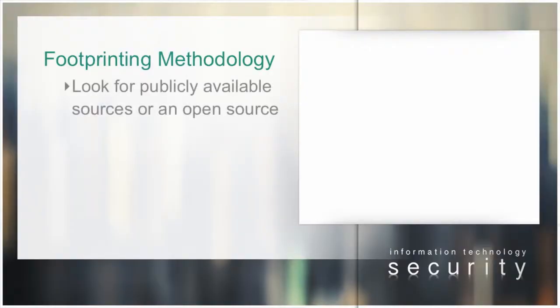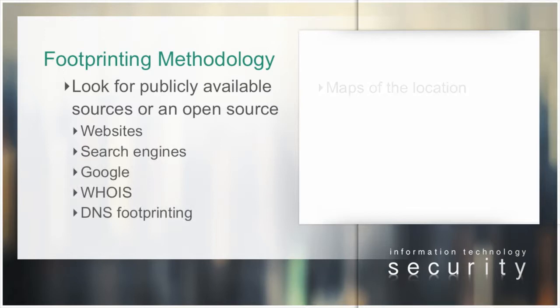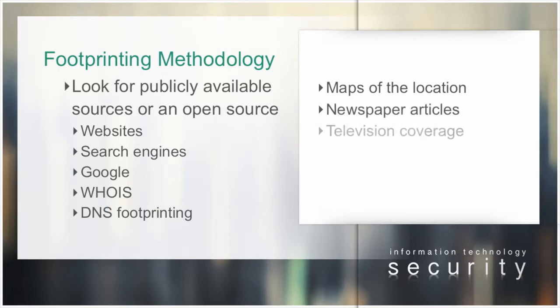Well, first you'll look for publicly available sources, or what we call open source. You can get quite a lot of information about the organization, its culture, hierarchy, and people this way. You can use websites, search engines, Google, Whois, DNS footprinting, and maps of the location to gather information about the organization. You can use newspaper articles, television coverage, social networking sites, and blogs.